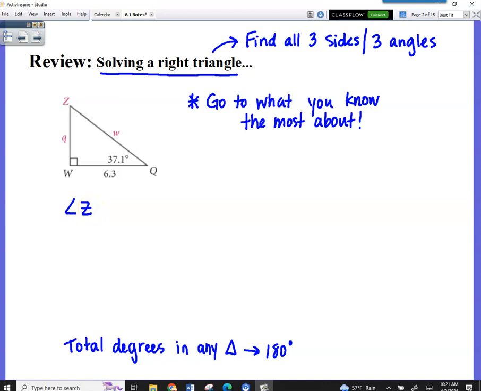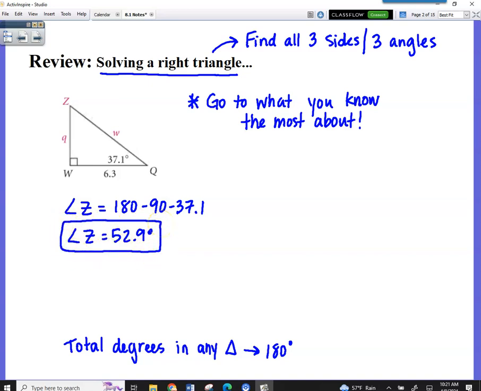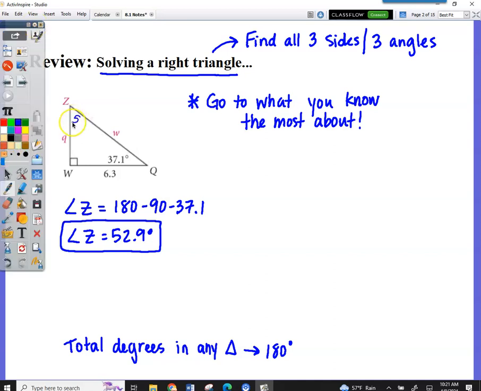So I can find angle Z by simply taking 180 and subtracting off the right angle and the 37.1. And I get 52.9. Then I can come over here and I can label that. So this is 52.9 degrees.